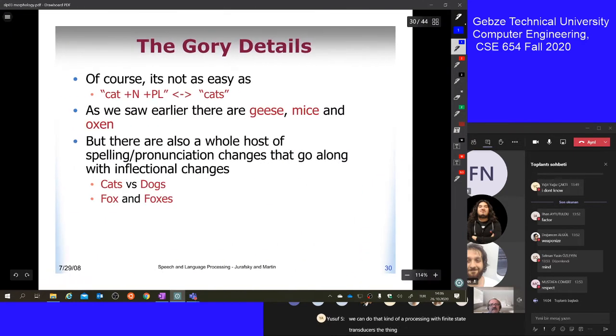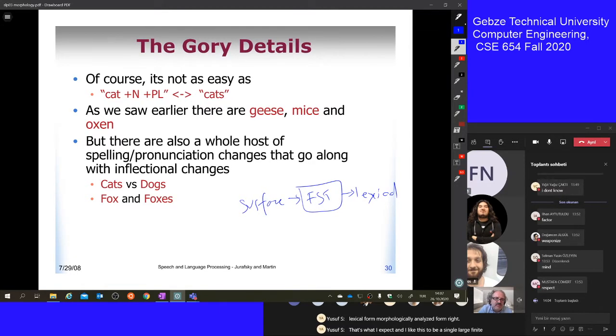The thing is this, there are many rules in English, and Turkish is the same, that can be used at the same time. Some of the rules are applicable for some of the words, some of them are not applicable. And this makes it more complicated. When you give the surface form to a finite state transducer, you produce the lexical form, the morphologically analyzed form, right? That's what I expect, and I would like this to be a single large finite state transducer. But for us as human beings, it is not easy to write these kind of finite state transducers. It is too complicated.